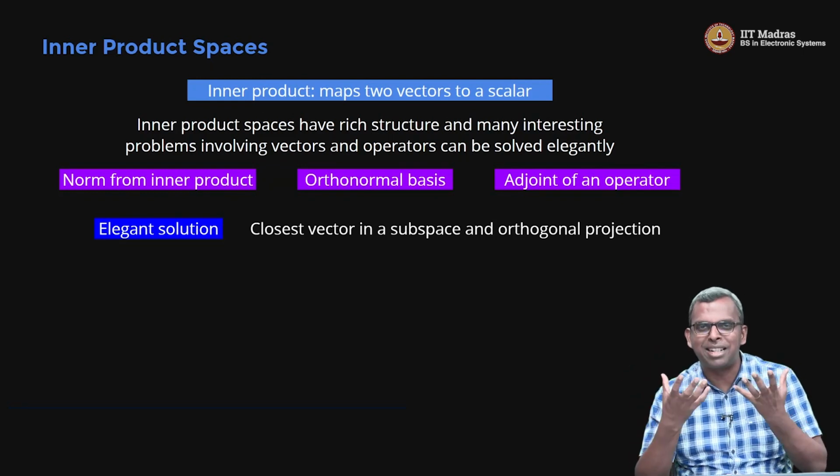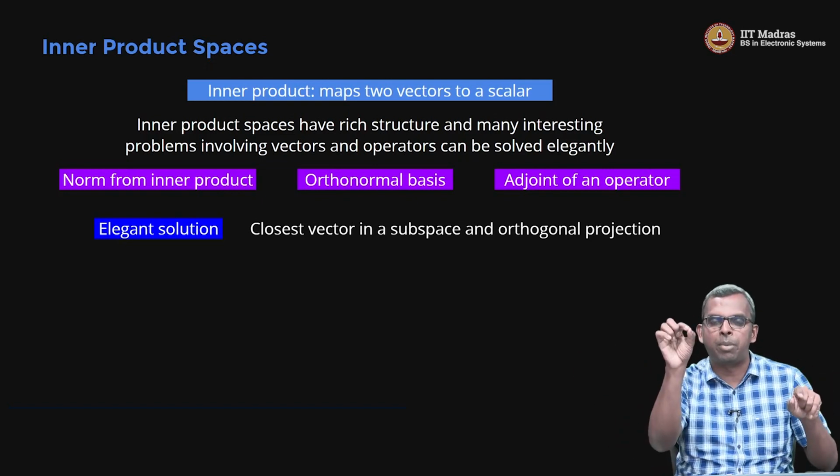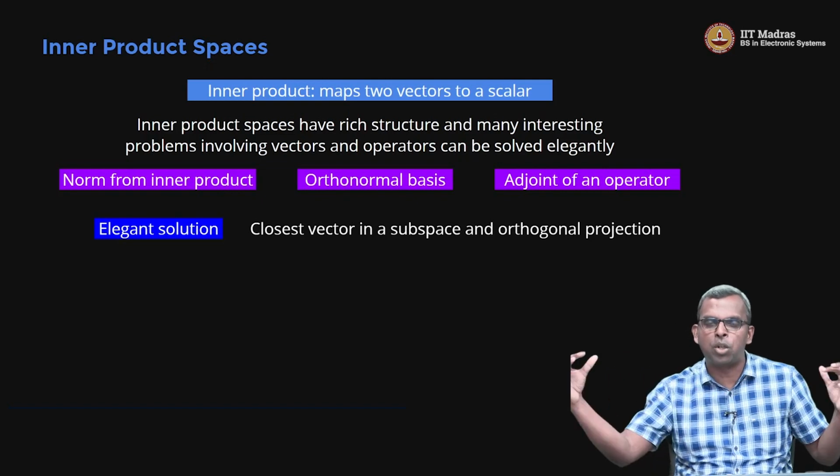Notice how the geometry extends beautifully, right? So the basic geometry that we do, if you have a line, a point away from it, how do you find the closest point in the line? You drop a perpendicular, you get it. So this is a simple geometric picture.